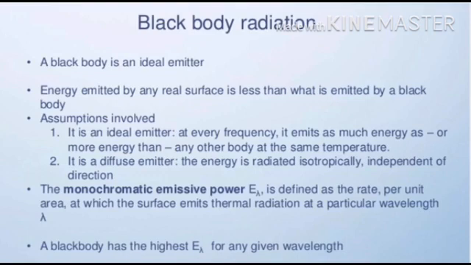It is a diffuse emitter. The energy is radiated isotropically, independent of direction. The monochromatic emissive power is defined as the rate per unit area at which the surface emits thermal radiation at a particular wavelength. A black body has the highest emissive power for any given wavelength.